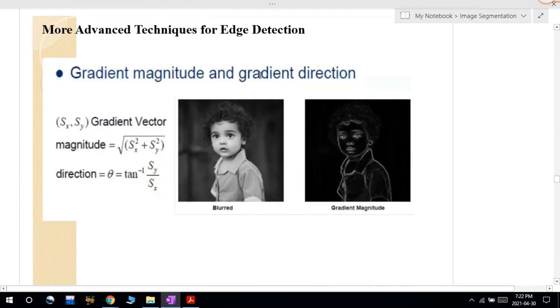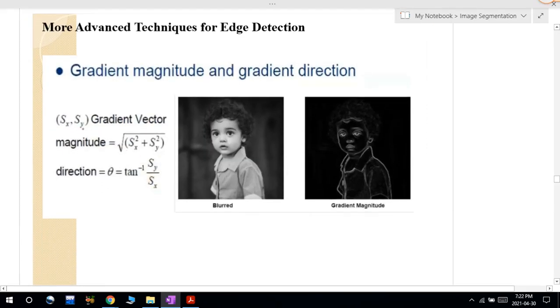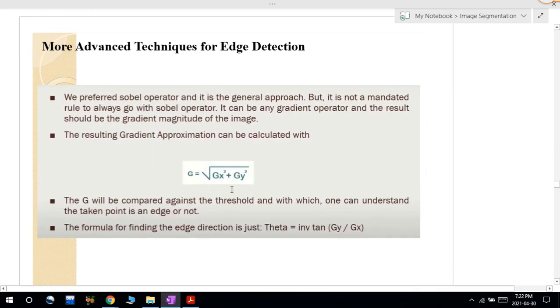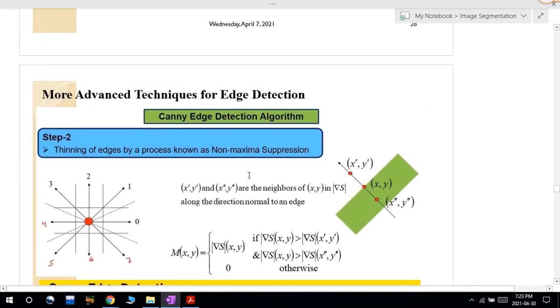Once you get the gradient magnitude, this is your gradient vector. I will find the derivative with respect to x and with respect to y on the Gaussian filtered image. Later I will find the magnitude and direction. The Sobel operator is preferred, but it is not mandatory to use only the Sobel operator. You can use any operator. After this I will follow the same steps to find the magnitude and direction. This is the first step.